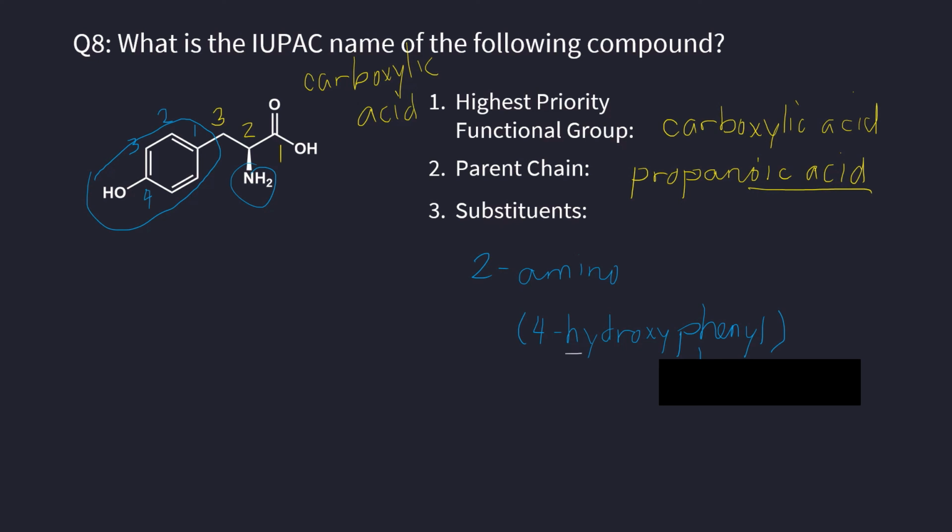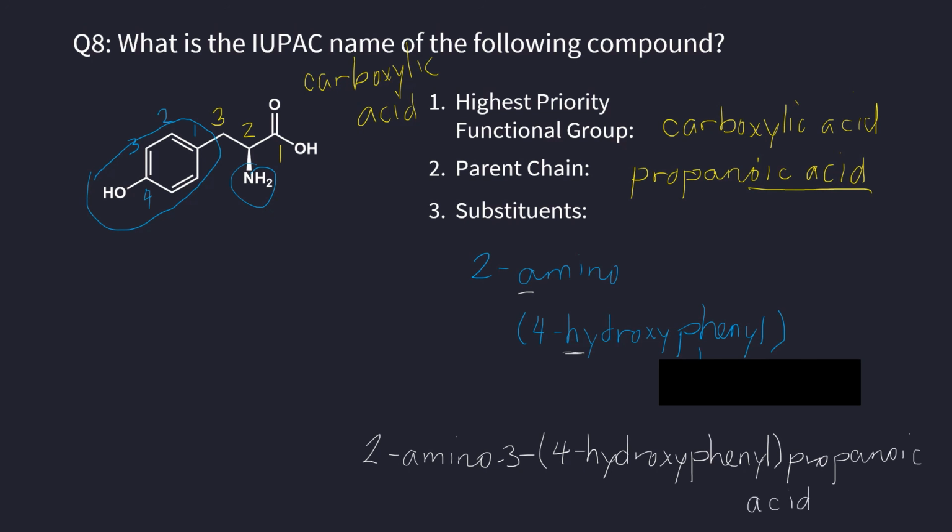Then we can construct the name of this compound. The alphabetization rule for complex substituents is that it is alphabetized only by the first letter. So this is alphabetized as H, whereas amino is A. So the name of this compound is 2-amino, and then the complex substituent is at the 3 position. So 3-(4-hydroxyphenyl), and the parent chain, which is propanoic acid.